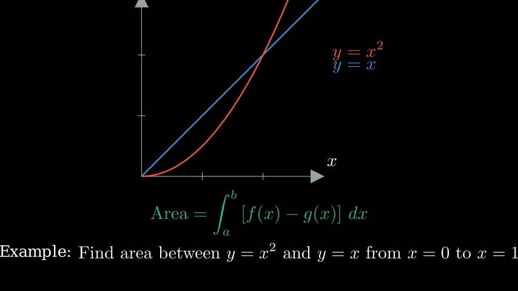Let's consider an example. Find the area between y equals x squared and y equals x from x equals 0 to x equals 1. First, we need to determine which function is higher in our interval. Since x is greater than or equal to x squared when x is between 0 and 1, x is our upper function, and x squared is our lower function.